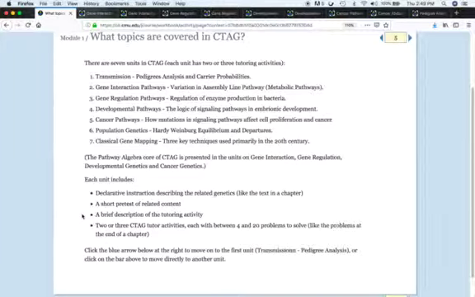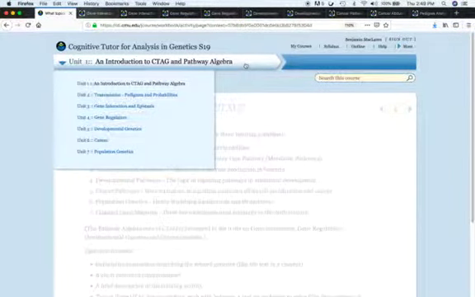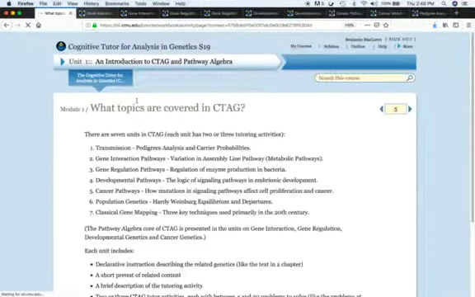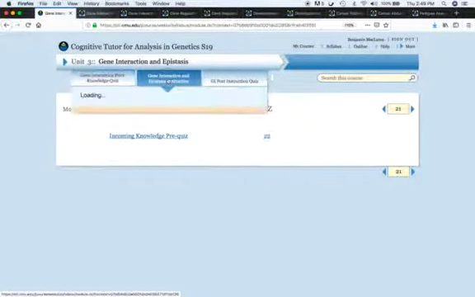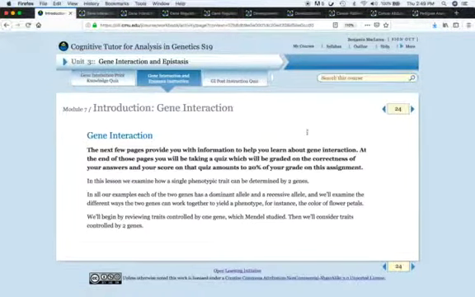Then a brief description of the tutoring activity, and then 2 or 3 CTAT tutor lessons, each with between 4 and 20 problems to solve, like the problems at the end of a chapter. So let's take a brief look at the declarative instruction for gene interaction to get an idea of what that looks like.